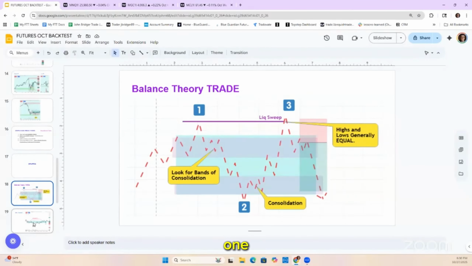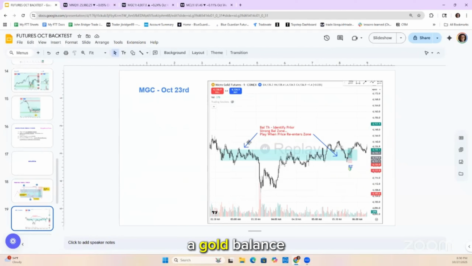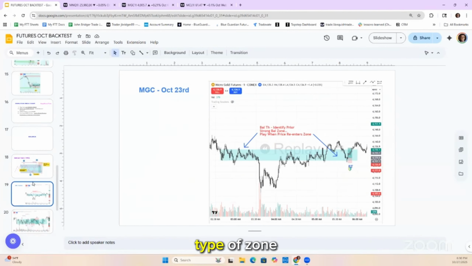Ivan also posted one. So this is a gold balance theory trade he did, and something to be aware of, even if it comes outside of balance for a while, if it comes back in and shows that this balance zone is working again, you can still trade it. That's kind of what he did here. Once he saw that there's a pretty strong balance area earlier in the day, when price came back in and showed that it was accepting back in it, he traded. So that's another way you can look at trading this particular type of zone.